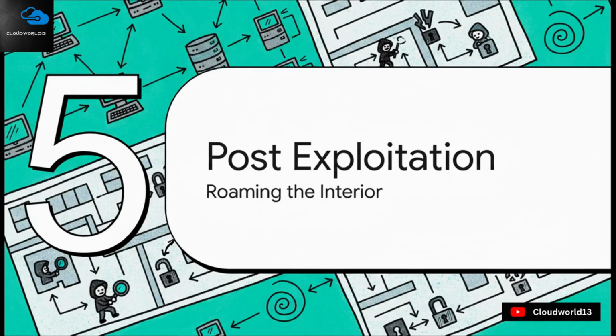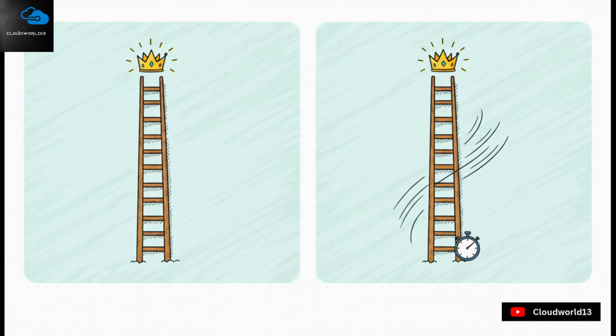Which brings us to Phase 5, system post-exploitation. Roaming the interior. Okay, so let's say you've successfully bypassed the locks in your simulation. What happens next? That's the million-dollar question. What does a hacker actually do once they get inside? Usually, their initial access only gives them basic, low-level user rights. So, professionals use privilege escalation scanners to find a way to gain more control.